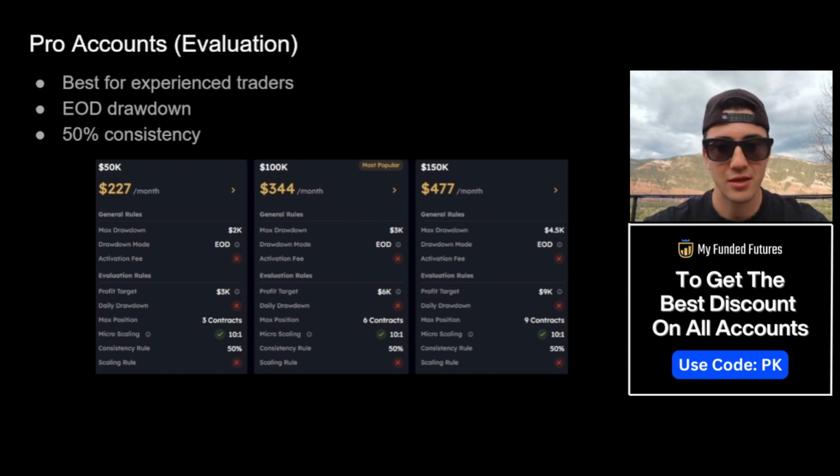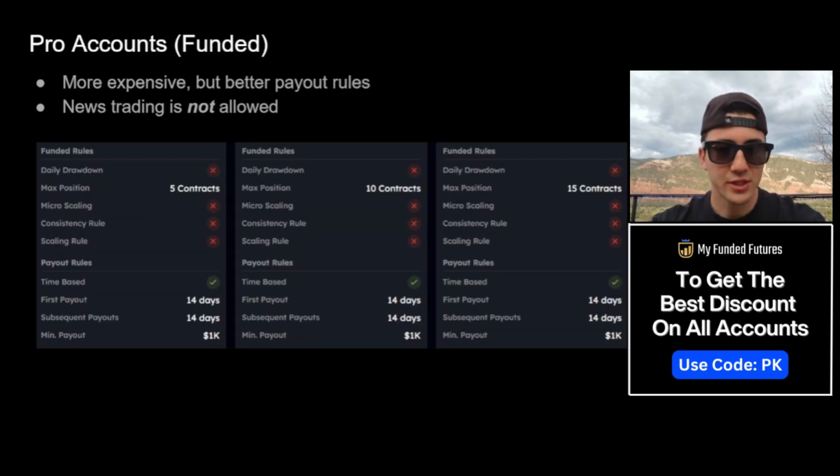So same as the others, they all have end of day drawdown and a 50% consistency rule for the eval phase, and the same exact profit target to max drawdown ratios as the scale accounts. However, once you get to the funded phase, once again, there's no consistency rule or scaling rule, so you can use the maximum sizing per trade as soon as you get onto the funded account. And you need 14 trading days in order to get a payout.